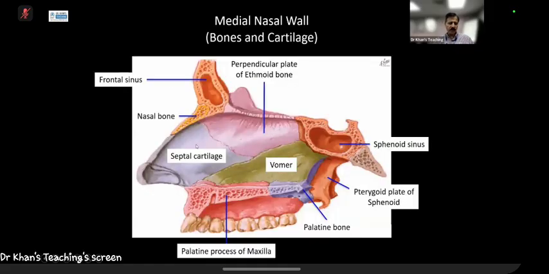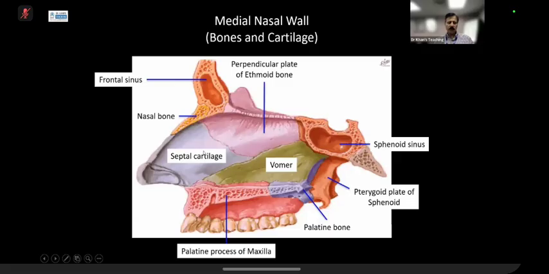Now, this is the bony part. So the mucosa has been removed, and now you can see the bony nasal septum, the midline: the perpendicular plate of the ethmoid, the vomer, and the palatine bone. Here anteriorly is the septal cartilage.